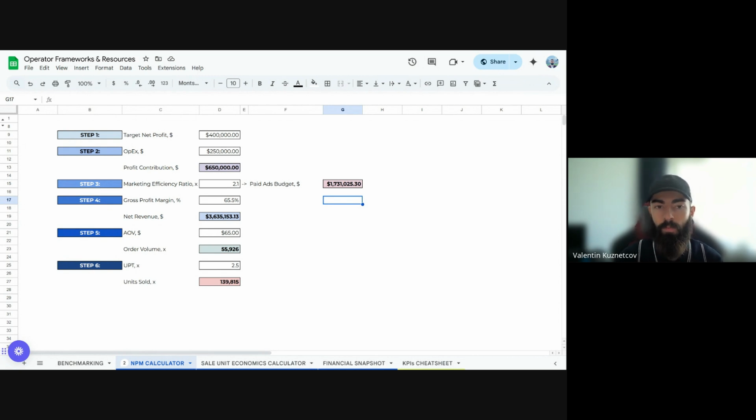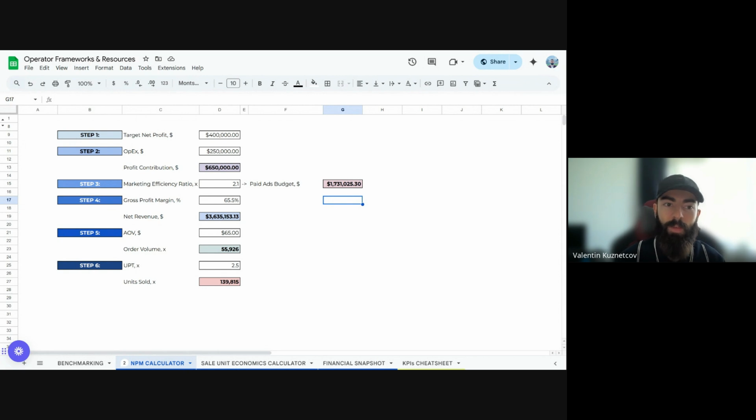Now, the second step is to know what our OPEX is within that time period. So let's say your monthly OPEX is $125,000. You want to look at a 2-month period. It means that $250,000 will go out in OPEX over that time period. So your profit contribution target over that 2-month period is $650,000, right? So again, we take 400,000 plus 250,000, we get 650,000 in target profit contribution that we need to generate.